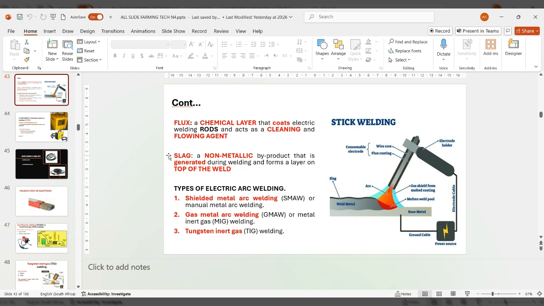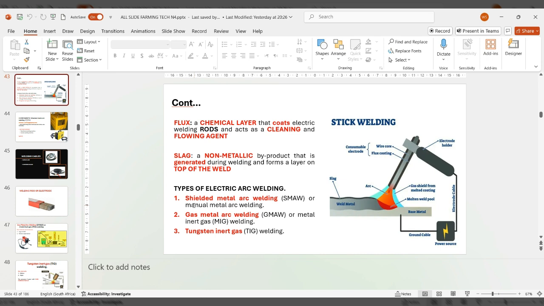And then what is a slag? A slag is a leftover of this coat. So after welding, there will be a coat left after welding. That is a slag. That is why we have to clean your weld after welding so that your weld will be strong. All right, in electric arc welding we have three types of welding.